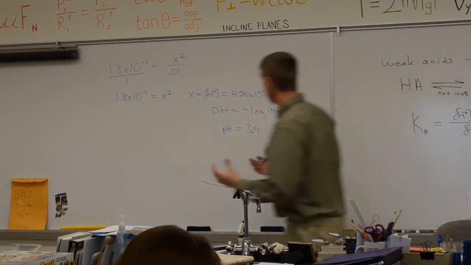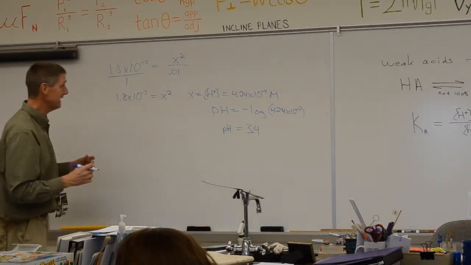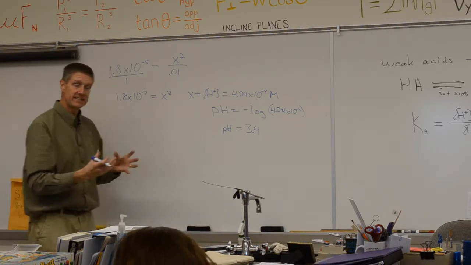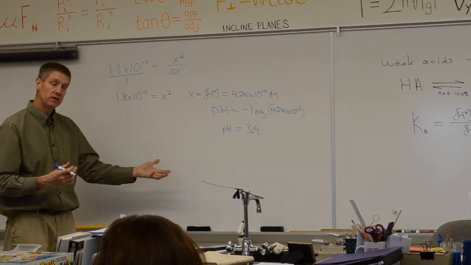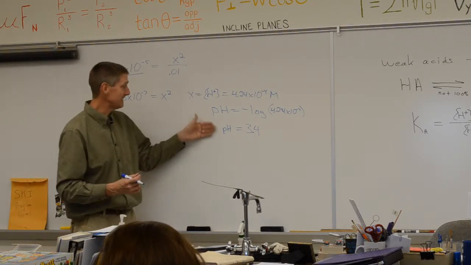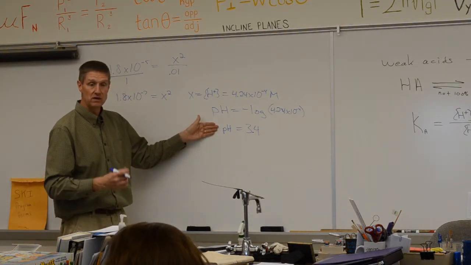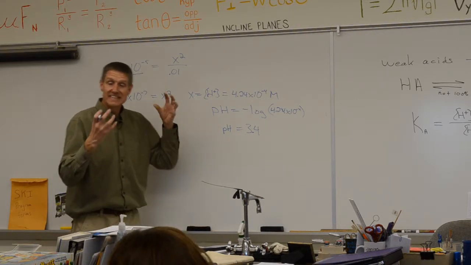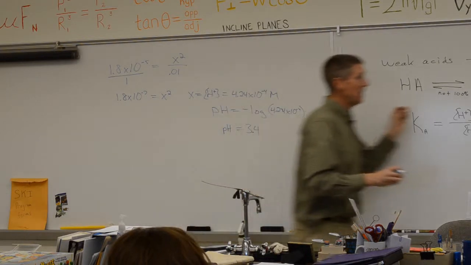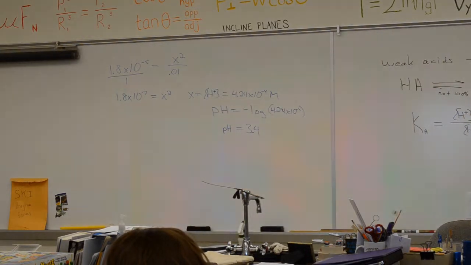What we're trying to look at here today is the idea that when we had the HCl, the pH was 2 for a 0.01 molar concentration. With this acetic acid, the pH is 3.4 for a 0.01 molar concentration. Same concentration, different pH, because not all of these guys break apart. Only some of them break apart.